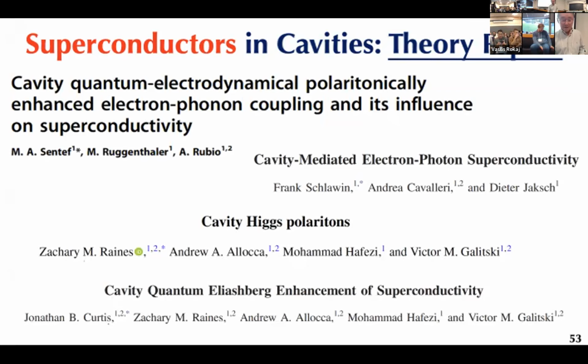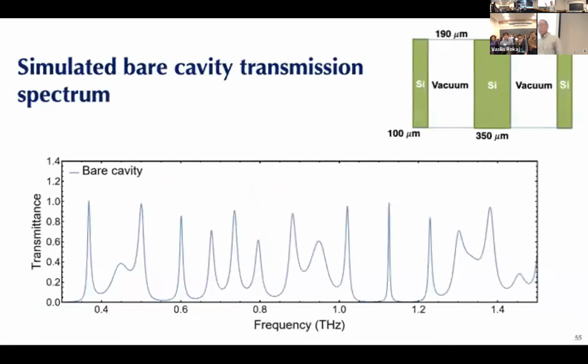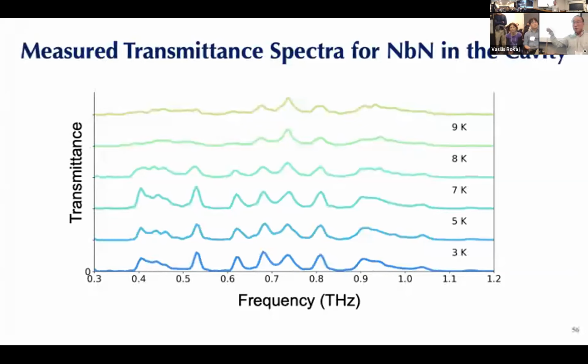Just to show you what we are trying to do: instead of working with high TC superconductors, which we'll work on later, we started working on a BCS superconductor, where the theories are more or less understood. This is a film with a transition temperature of 9K, and we put it in a 1D PCC. This is an empty cavity spectrum, and then these are transmission spectra through a 1D PCC containing a niobium nitride film. Again, there are multiple modes, as a function of temperature, below and above the transition temperature.